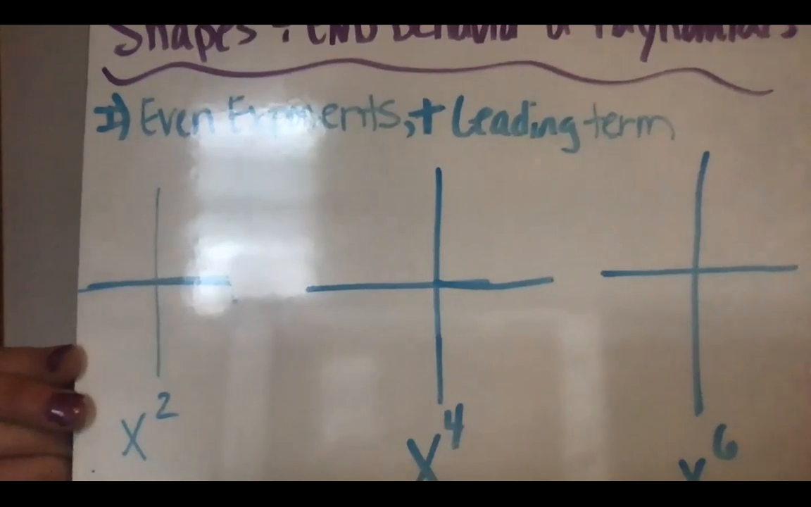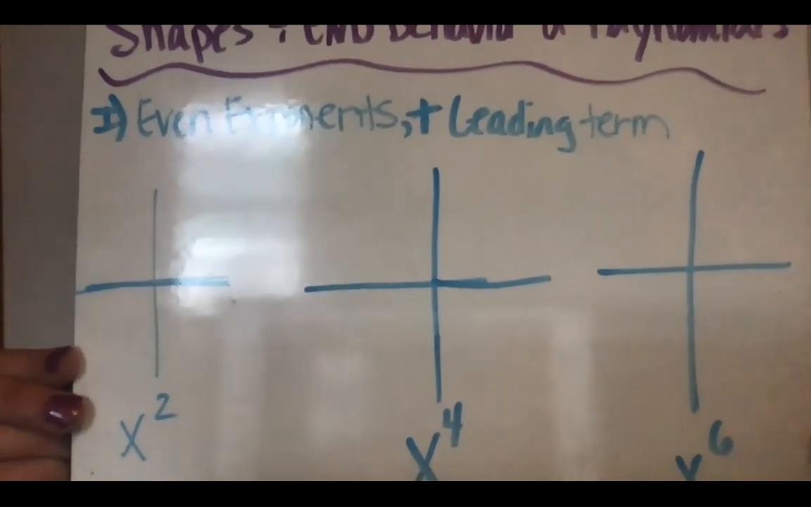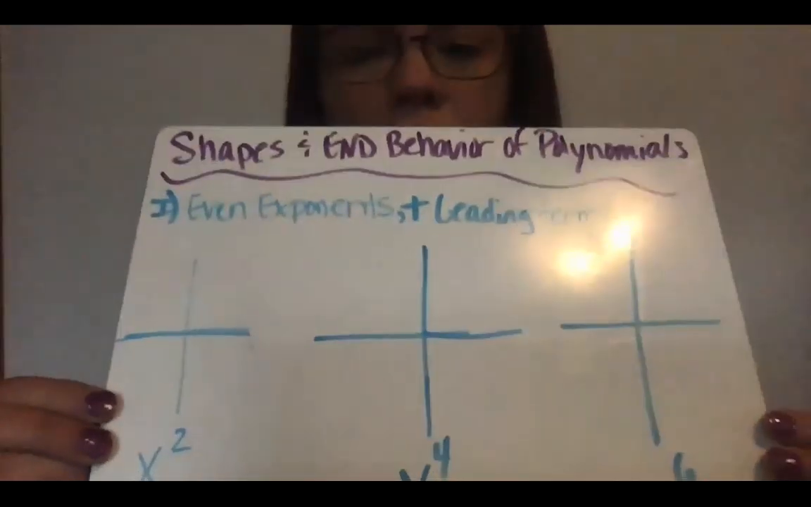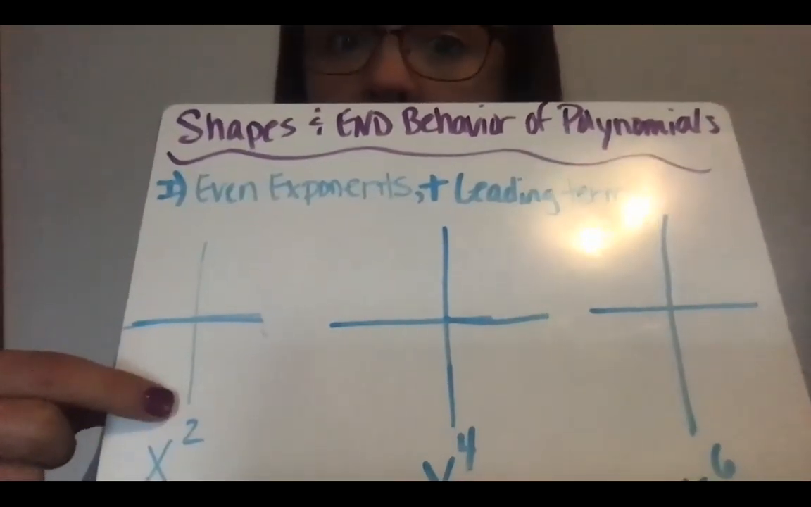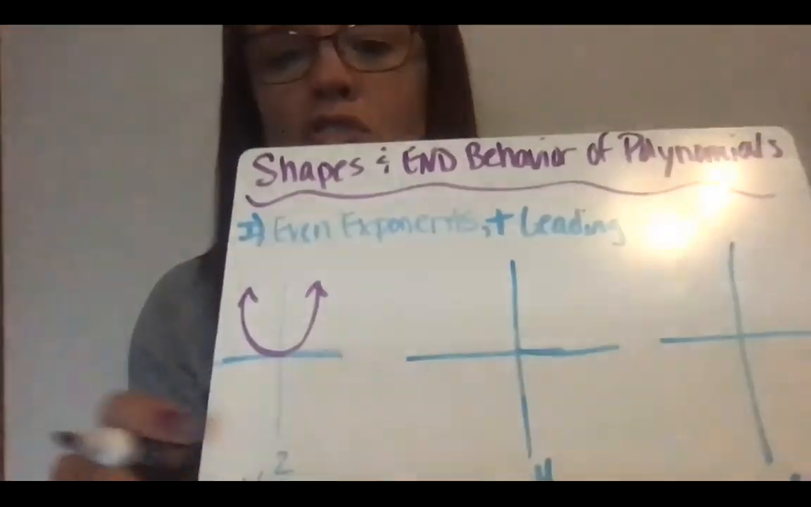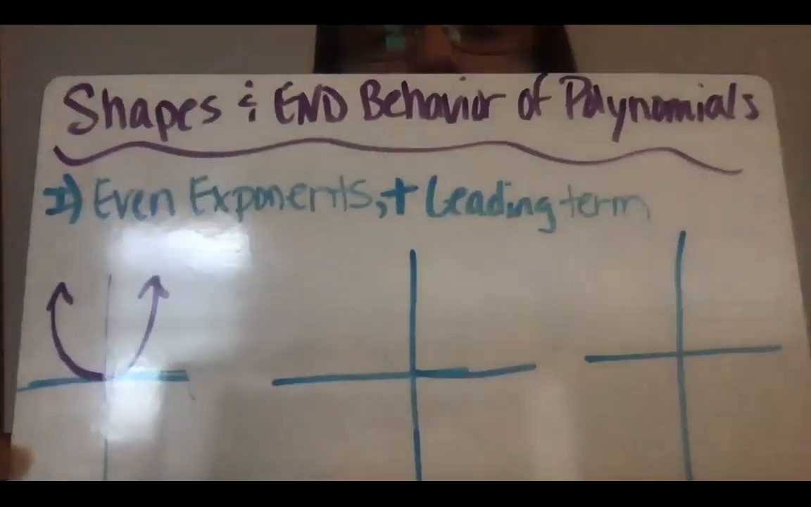You can pause this if you need to, but I'm going to share my screen with you so we can take a look. First of all, we already know what x squared looks like. We should know that that's a parabola, right? So let's go ahead and draw that in. You can just draw that in as a fake little parabola on your graph.